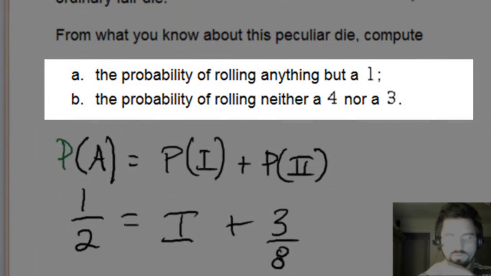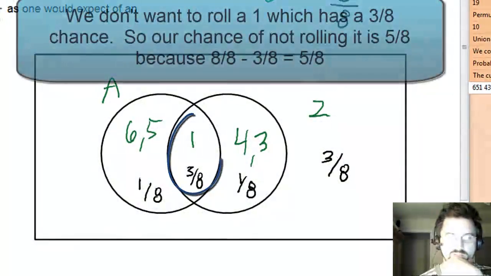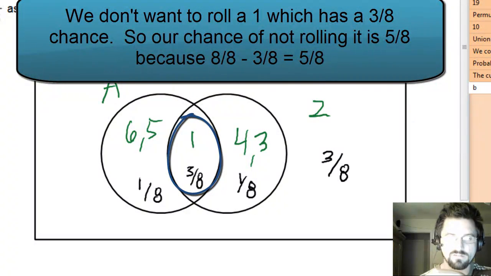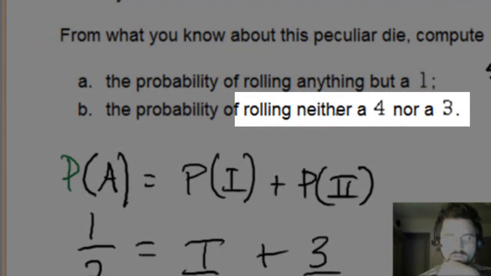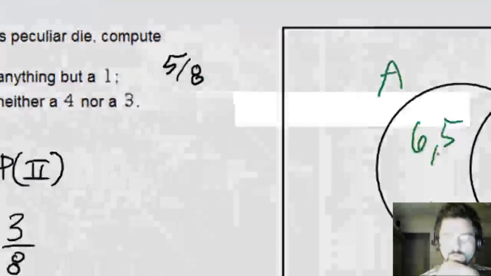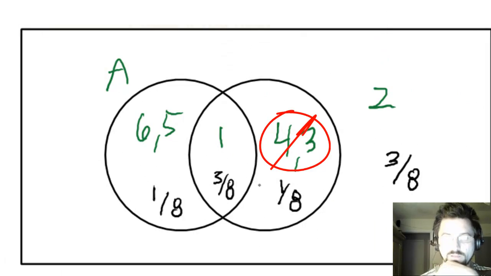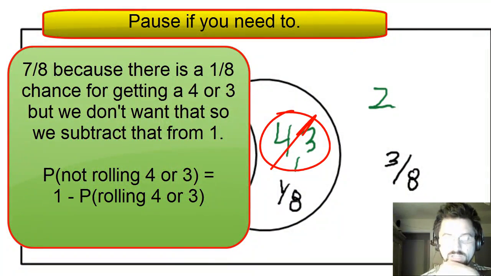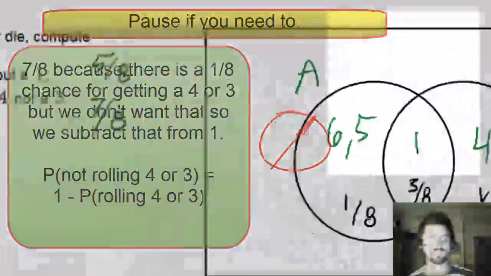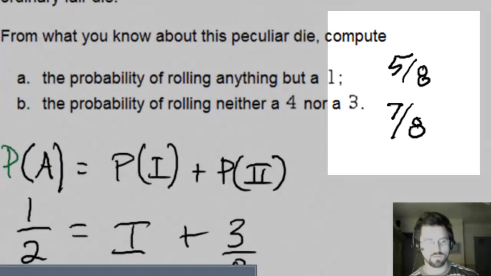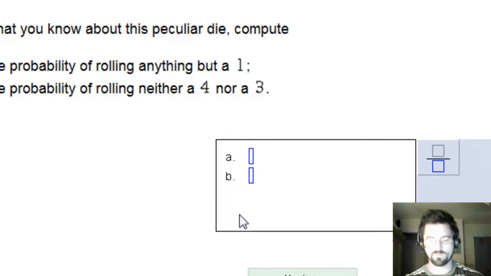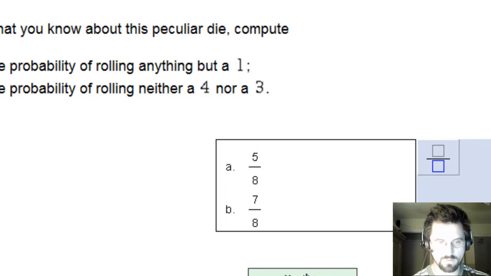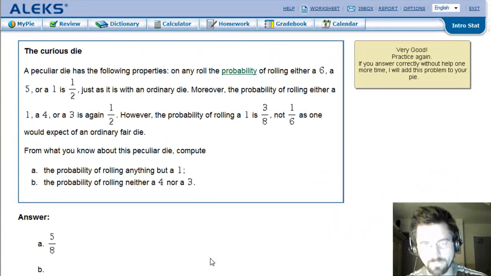What's the probability of rolling anything but a 1? Well, it's 8/8 minus 3/8, which is 5/8. What's the probability of rolling neither a 4 nor a 3? So we don't want to roll a 4 or a 3, so that's a 7 in 8 chance. That's it. 5/8 and 7/8 are our answers. We put them in here. Let me see if I have to do one more. Very good, one more. Okay, and then they'll add it to my pie.